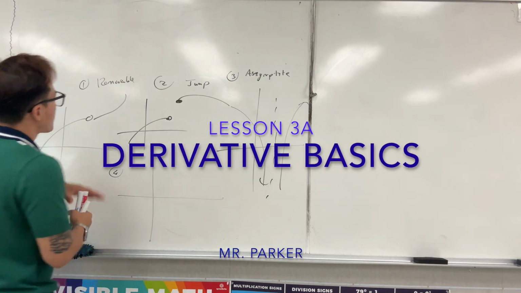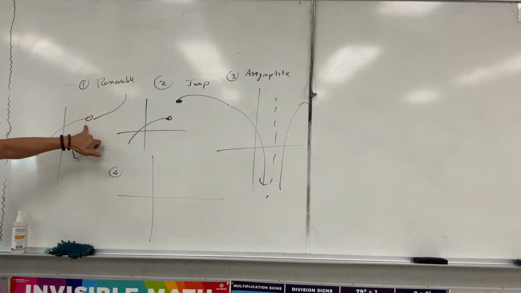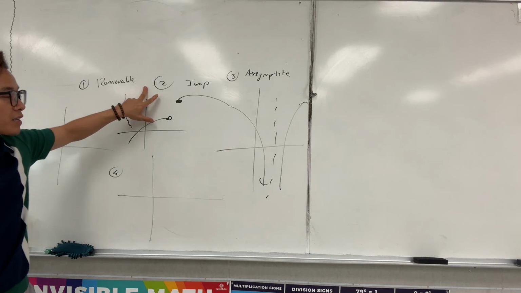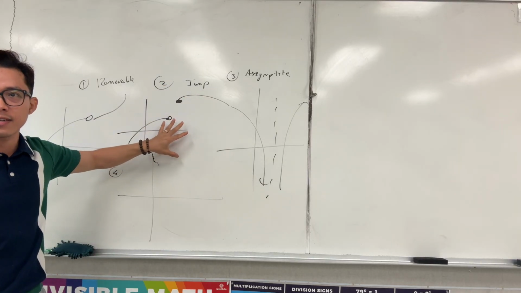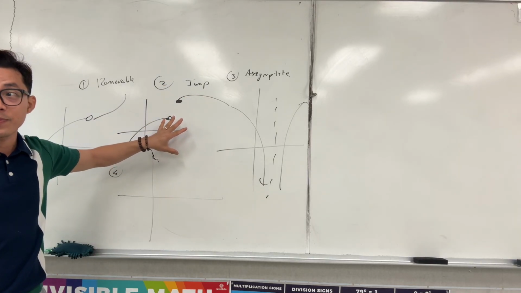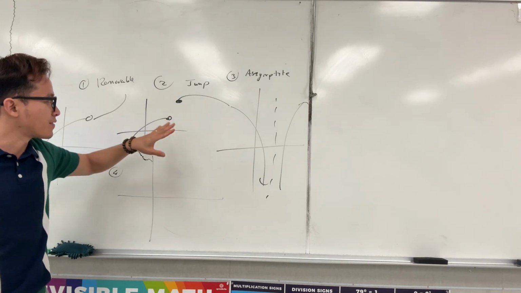Okay, so we review about 4 types of discontinuity. First one is removable, when you have an open hole. The second one is a jump. So like the function is here and then jumps here. What kind of function is this? Piecewise function. Very good.